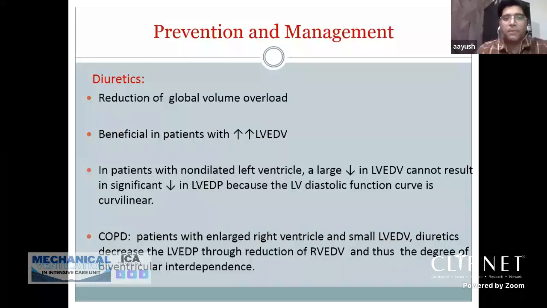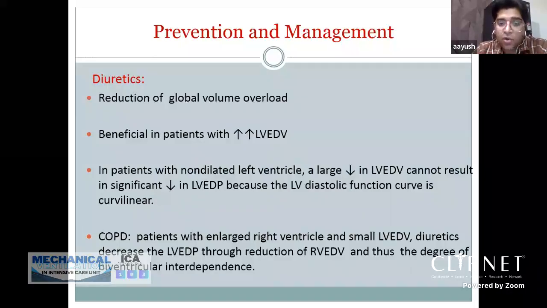So how do you prevent and how do you manage it? Because weaning-induced pulmonary edema is basically a hydrostatic pulmonary edema, the role of diuretics is quite profound. Diuretics overall will lead to reduction of the global volume overload. They're quite beneficial if the patient already has an increased LV end-diastolic volume.